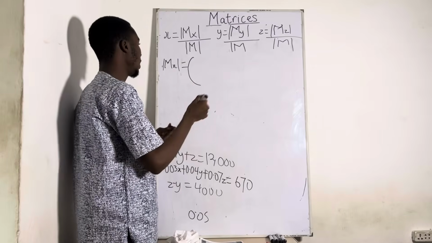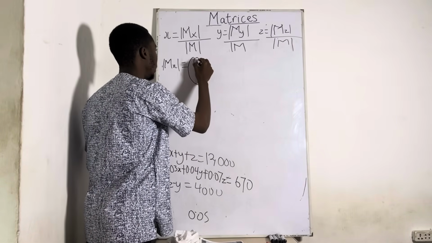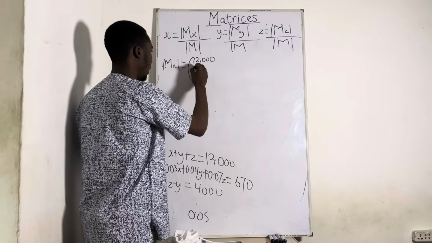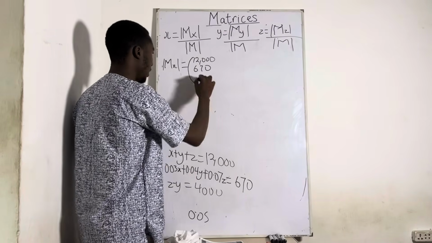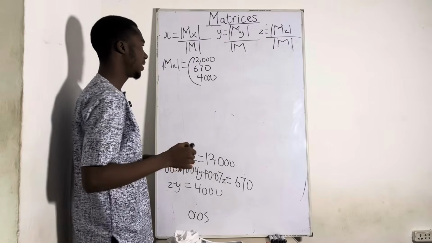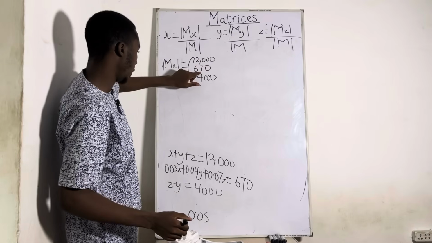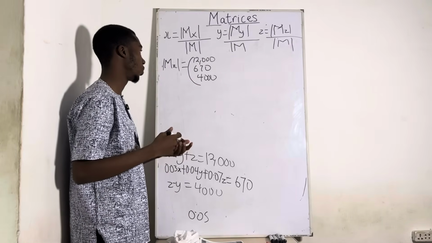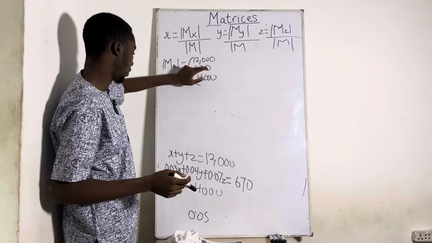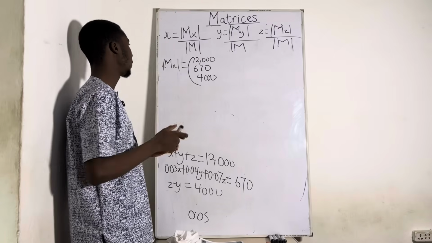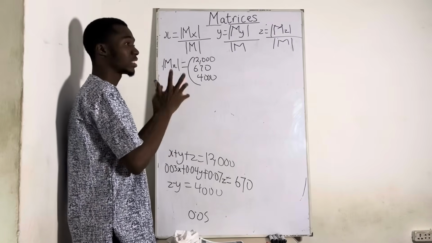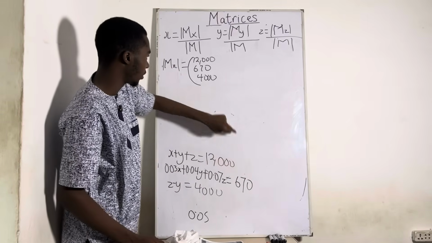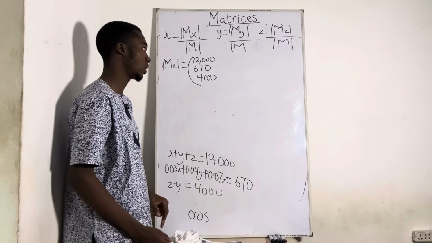You get it? So instead of 1 here, we are going to get 12,000. Then the second one, we are going to get 670. Then the last one, we are going to get 4,000. Ideally, it's supposed to be 1, 0.03, and 0, which is what we got earlier on. So please go back and check our calculation. You get it? But when you are finding the matrix of x, you replace the x values by what is after the equal to sign. So the first one by 12,000, the second one by 670, and the last one by 4,000.